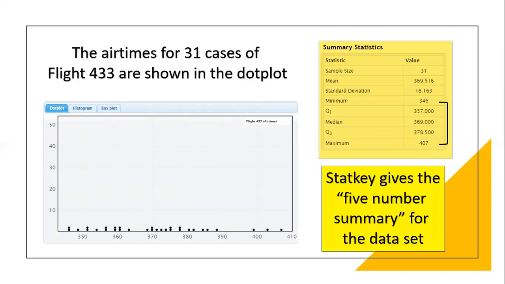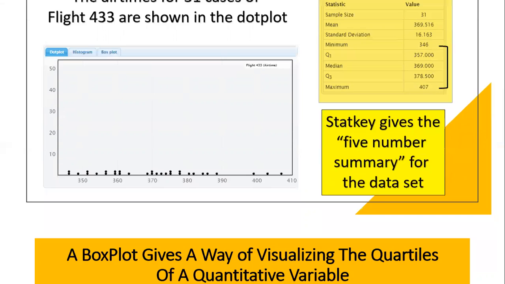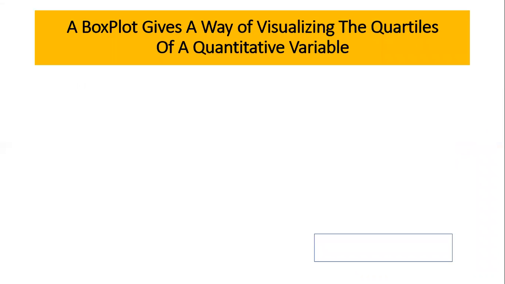We'd like to take a look at a very useful way of visually depicting the quartiles of a data set like this one. And that is something that we call a box plot. A box plot gives a very nice way for visualizing the quartiles of a quantitative variable.